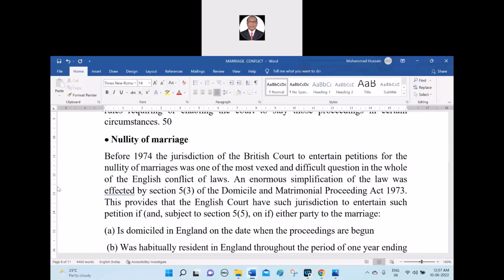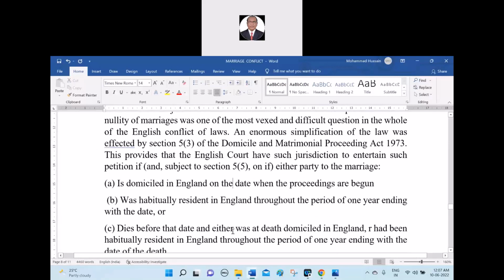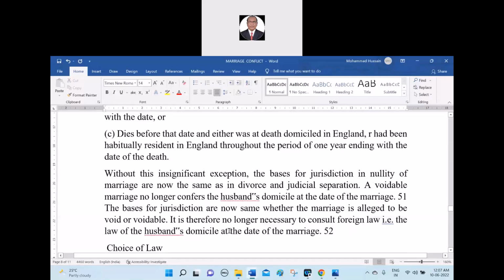Is the domicile in England on the date when the proceedings are begun? Not necessarily, because the domicile of a person at the time of the marriage will be considered. But later on, they can change their domicile after the marriage also. So we can skip this one.